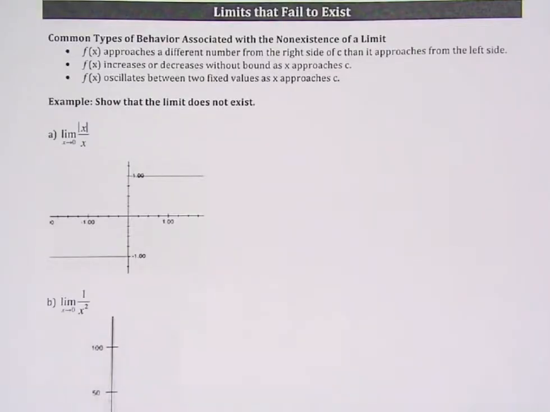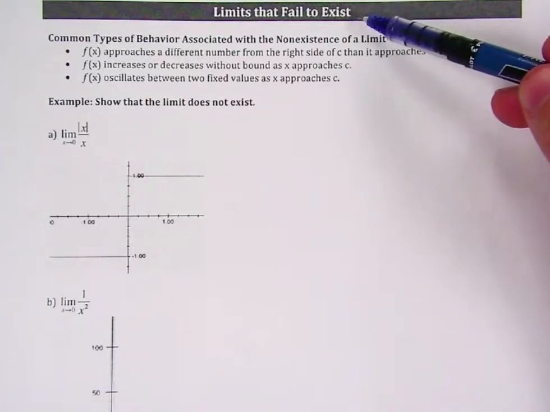So if the existence or non-existence of f of x at x equals c has no bearing on the existence of the limit of f of x as x approaches c, what does create a non-existence of a limit? And that's what we're going to talk about in this section, is limits that fail to exist.